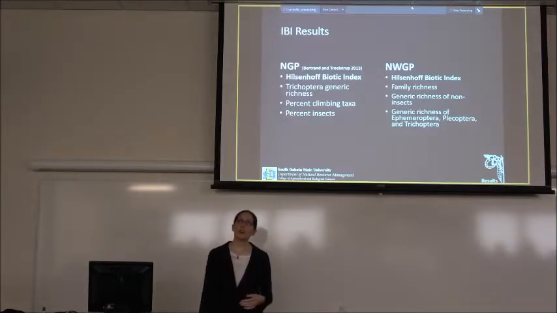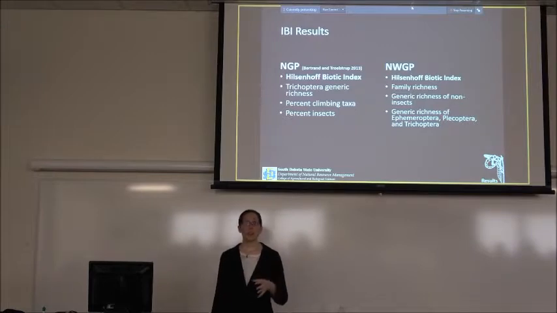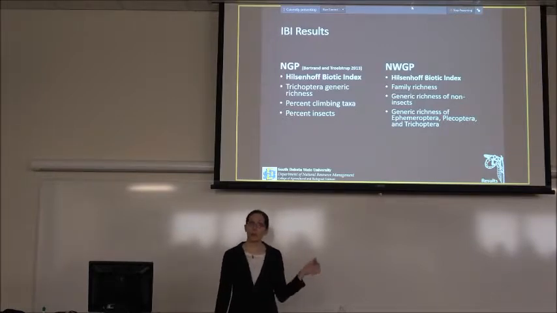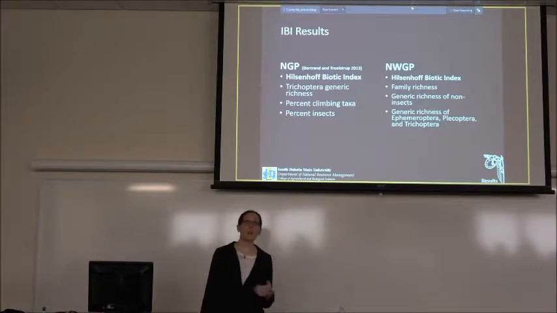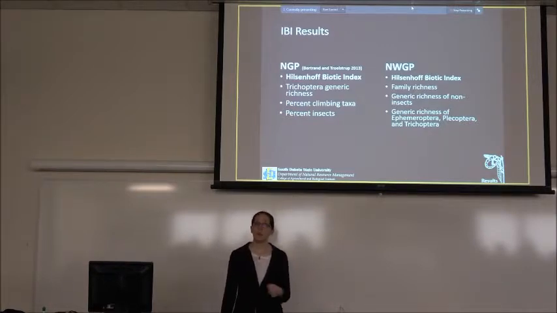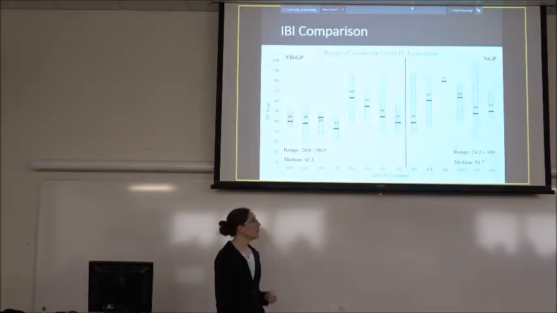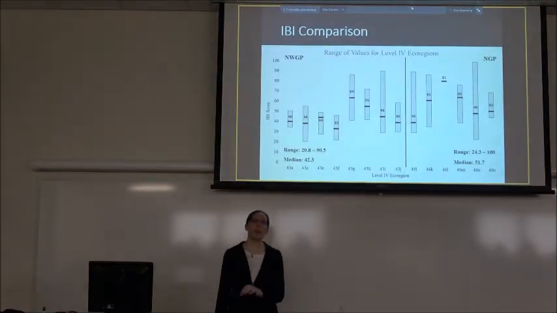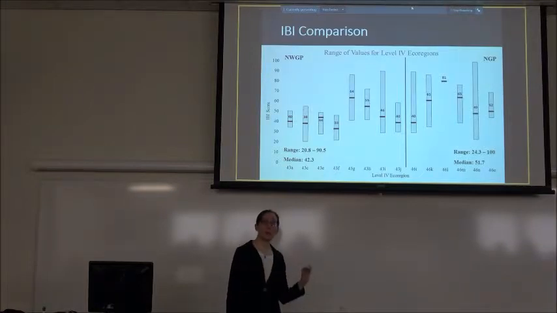Given that the same methodology was used to collect, process, and analyze these macroinvertebrate assemblages, the fact that we end up with very different metrics in our IBIs indicates that there are some biological differences between the 2 level 3 ecoregions. In terms of scores, because they are biologically different, we cannot directly compare an NGP score to an NWGP score, but we can look at level 4 ecoregion differences.